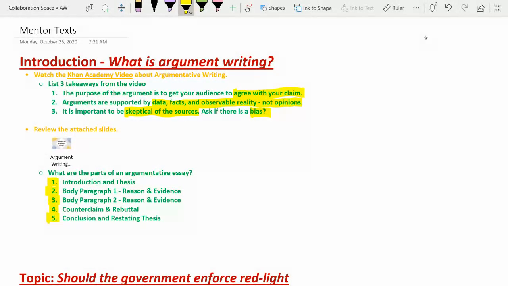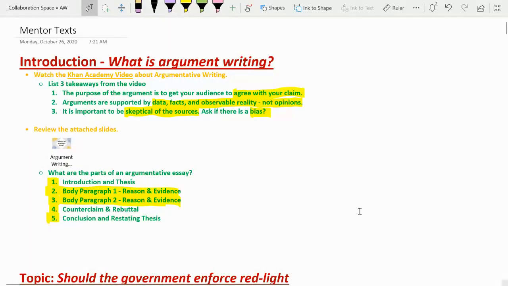So we are actually going to begin with our body paragraphs because we have our reasoning and our evidence ready to go. Then we'll move on to counterclaim and rebuttal, come back to introduction and thesis, and end with our conclusion and the restating of our thesis.